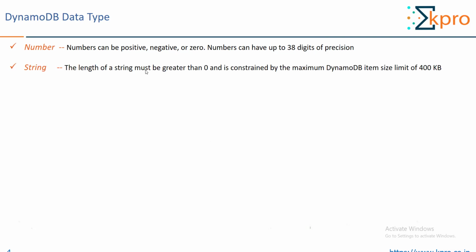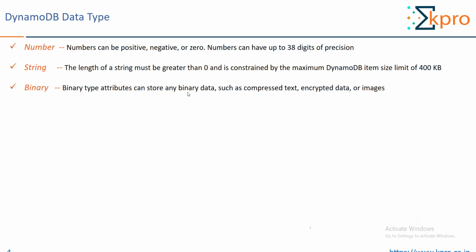Now the string: the length of a string must be greater than 0 and is constrained by the maximum DynamoDB item size limit of 400 kilobytes. There is no specific size given for any attribute where you are defining the string, but you define your string size in such a way that the whole item size cannot grow more than 400 kilobytes. That is the restriction in a DynamoDB table. And item size is row size.